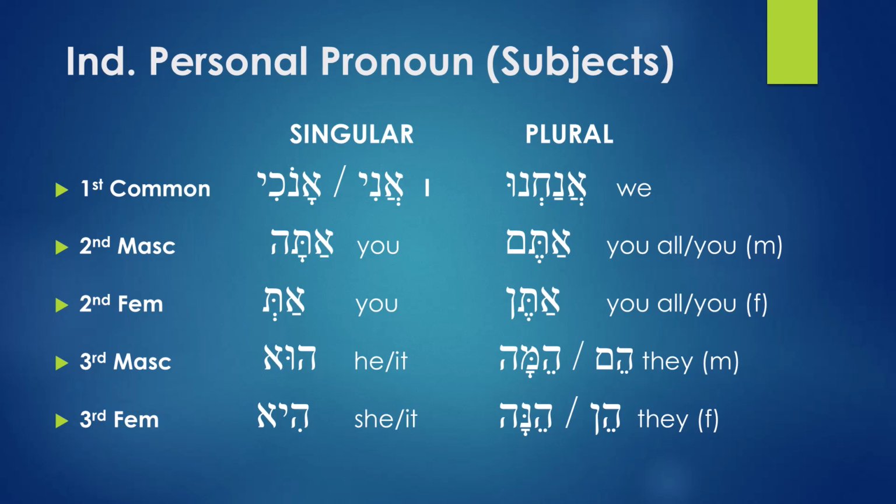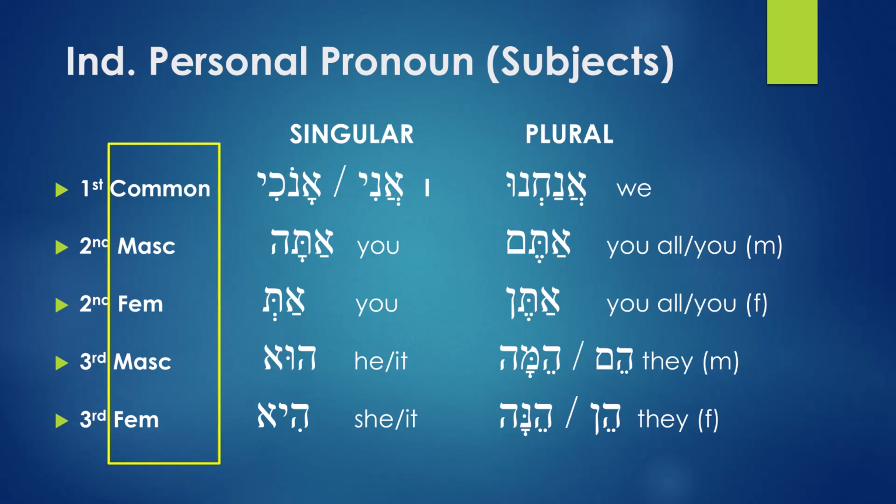Now remember, pronouns have person, gender, and number. So let's look at the paradigm. On the paradigm, you have person here, you have first, second, third. Those are persons. And then next to those, you have gender. Common simply means the pronoun can be used on masculine or feminine nouns.